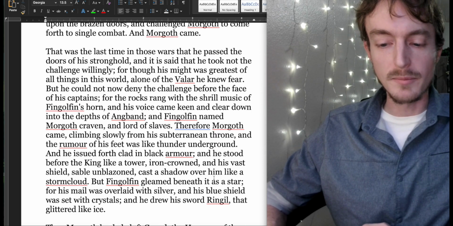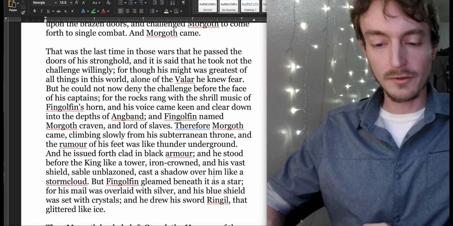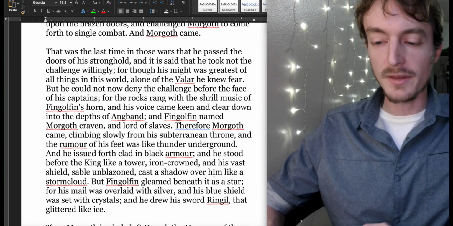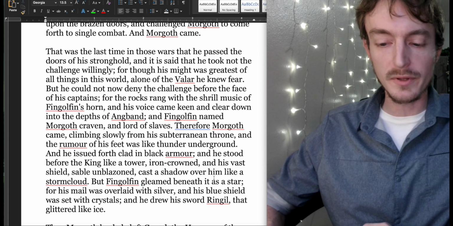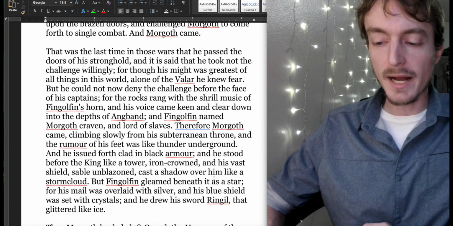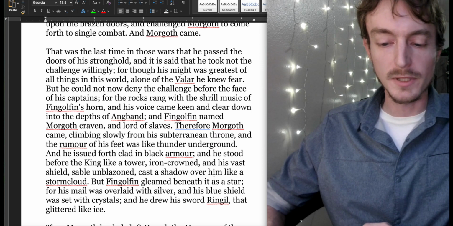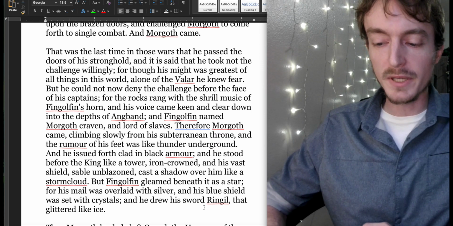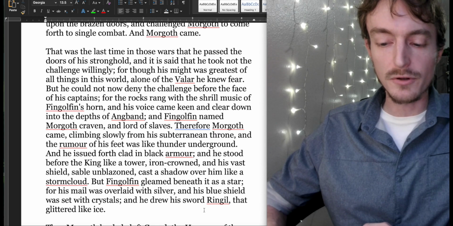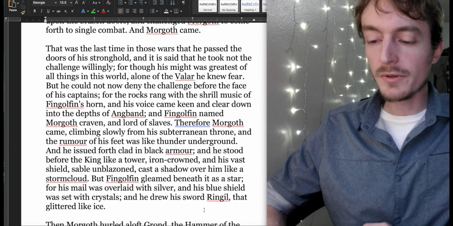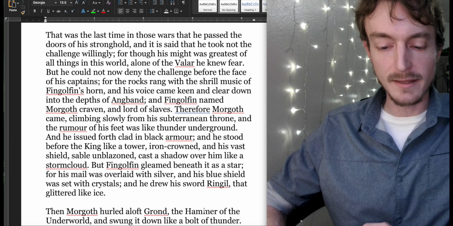Therefore Morgoth came, climbing slowly from his subterranean throne, and the rumor of his feet was like thunder underground. And he issued forth clad in black armor, and he stood before the king like a tower, iron-crowned, and his vast shield, sable unblazoned, cast a shadow over him like a storm cloud. But Fingolfin gleamed beneath it as a star, for his mail was overlaid with silver, and his blue shield was set with crystals. And he drew his sword Ringil, that glittered like ice.